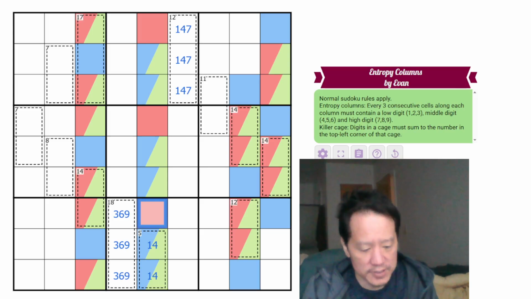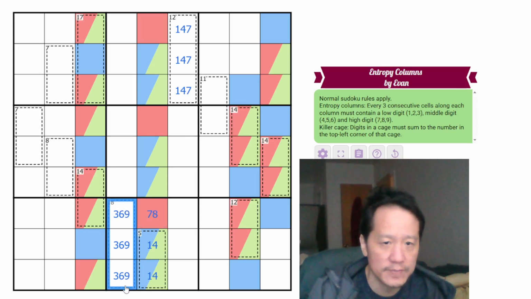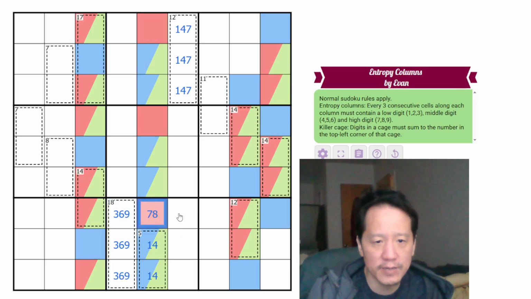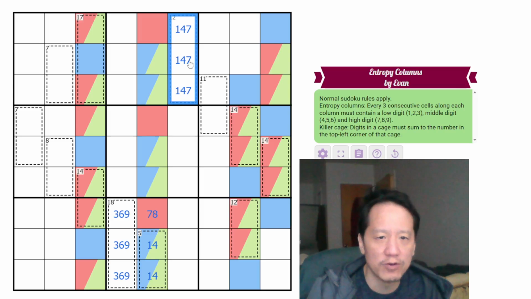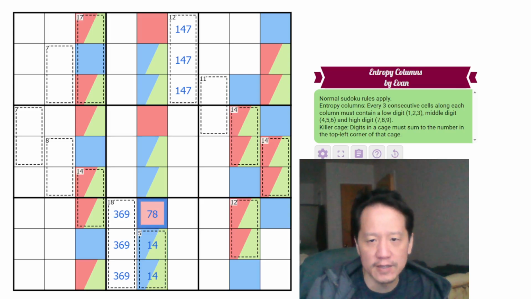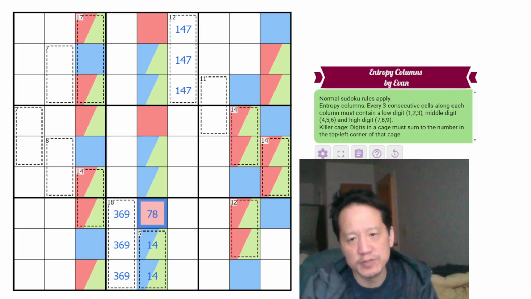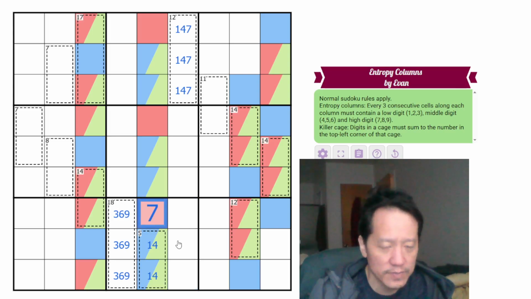This then has to be 7 or 8 because it can't be a 9. Actually, if this is 8, this would be 7, but that would be eliminated by the 1, 4, 7 triplet in the column. So this cannot be 8 because that would force 7 to be here. So therefore, this must be 7. This has to be a 7 here.